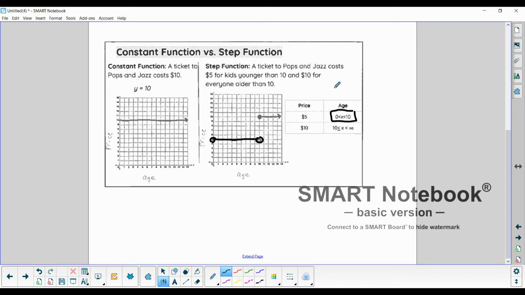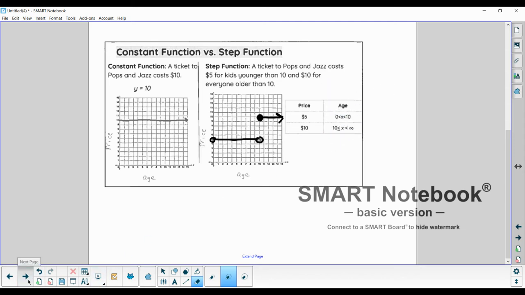And just like earlier this year, remember when we would do these inequality graphs? We would do open circles when it was just the less than symbol. And then we would do closed circles. So here, since it's less than or equal to, I would do a closed circle on 10. And these people 10 and older will pay $10. So it's a horizontal line going through $10. So a step function is basically just two horizontal lines, two or more, combined together.